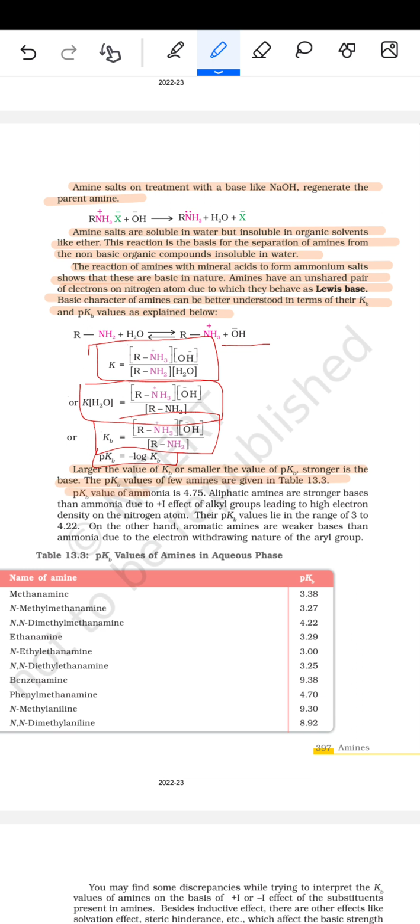The pKb value of ammonia is 4.75. Aliphatic amines are stronger bases than ammonia due to the +I effect of the alkyl group, leading to high electron density on the nitrogen atom. Their pKb value lies in the range of 3 to 4.22. On the other hand, aromatic amines are weaker bases than ammonia due to the electron withdrawing nature of the aryl group.